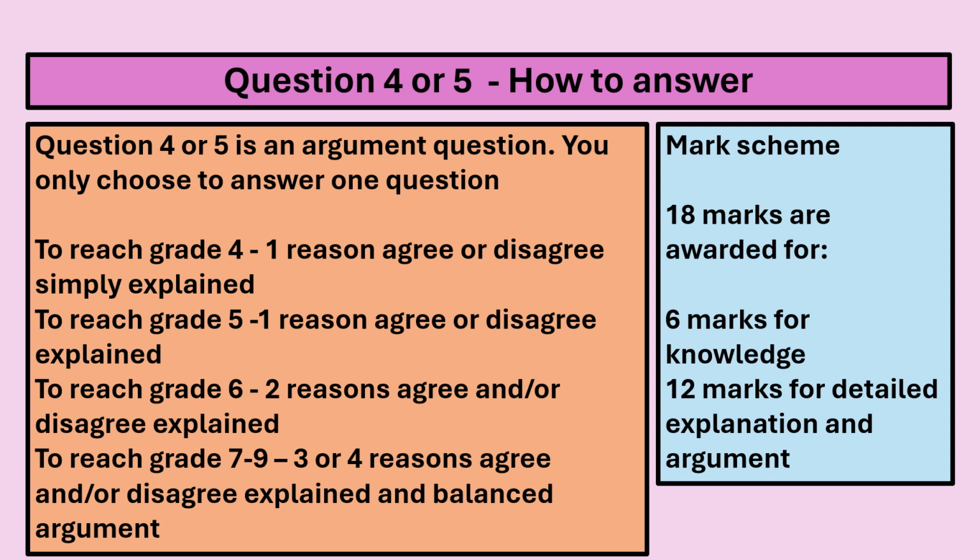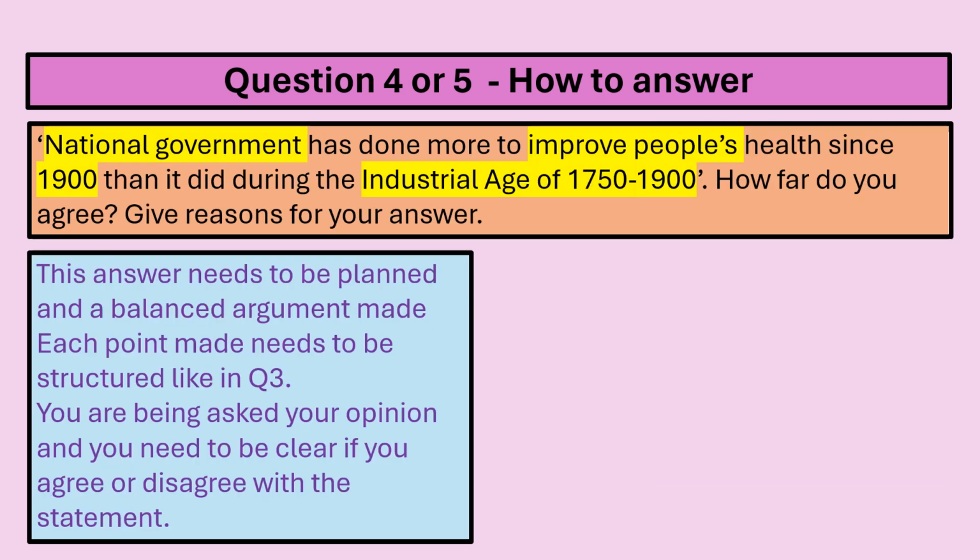This question is about explaining and linking it back to the question. You get some marks, 6 in total for knowledge, but it's mainly for explaining in detail how those facts and your knowledge helps answer that argument question. So the question I've chosen is on the screen. I chose question 5 in this case. Again, I underline the key words.